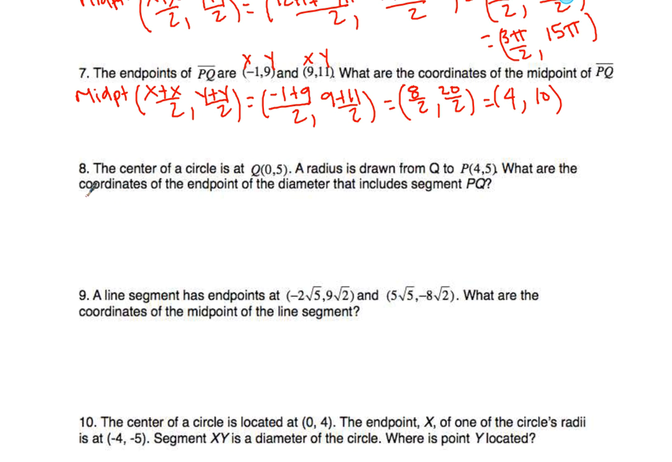So what you have is a circle. You know that you have a center point, and that center point is at 0, 5. You know that you have a radius that ends on one side at 4, 5. And the question is, what are the coordinates of the endpoint over here? So what you can do is you already know the midpoint of that diameter.